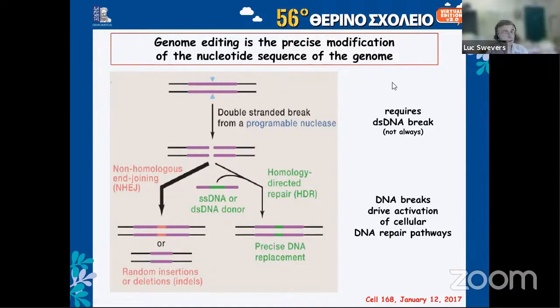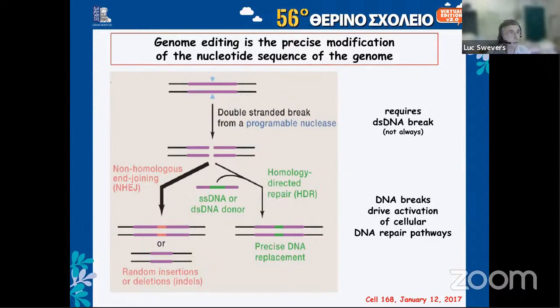So what is needed for the double-stranded break is a programmable nuclease, so it can make a cut in the double-stranded DNA at a certain position, and this will then trigger cellular DNA repair pathways. And there are two main pathways I can tell you from the beginning. One is non-homologous end joining, which results in random insertions or deletions. And the second one is homology directed repair, which can result in precise DNA replacements.